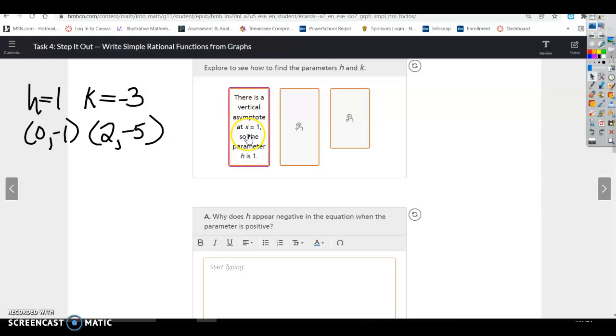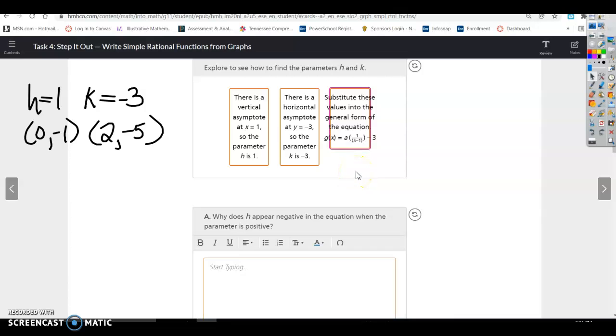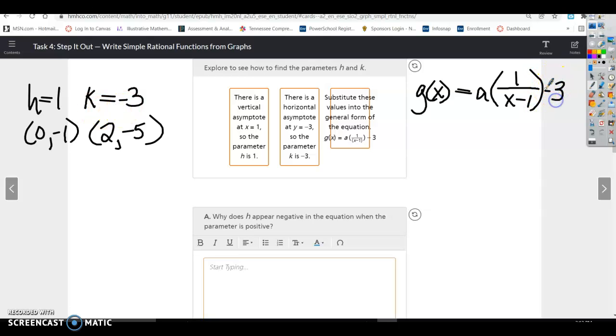Okay, so there's a vertical asymptote at x equals 1, so the parameter h equals 1. I already determined that. And since our other asymptote is at -3, k equals -3. Substitute these values into the general form of the equation. So we're going to have g of x equals a times 1 over, since h is 1, x minus 1, and then k stays the same, -3.